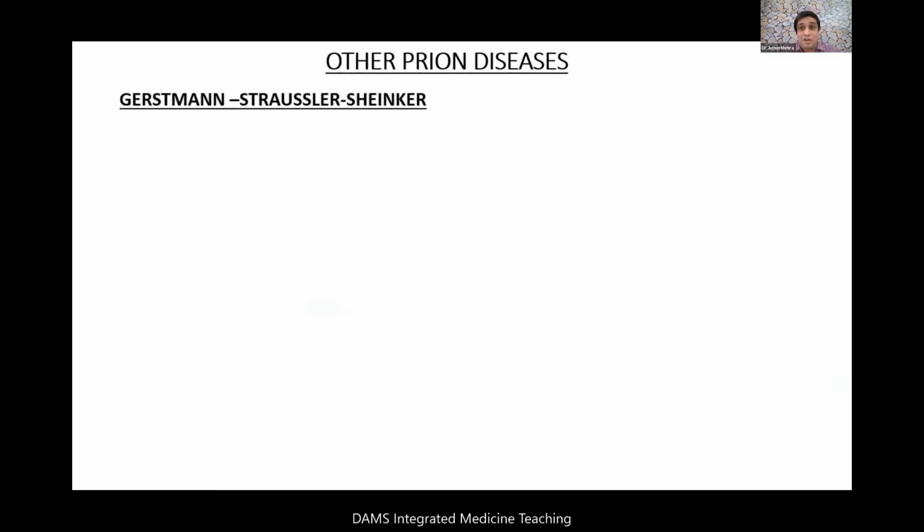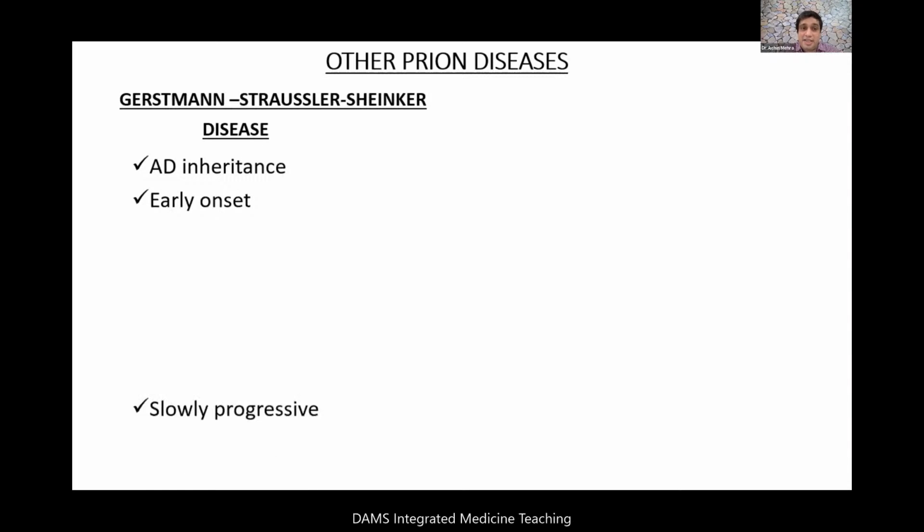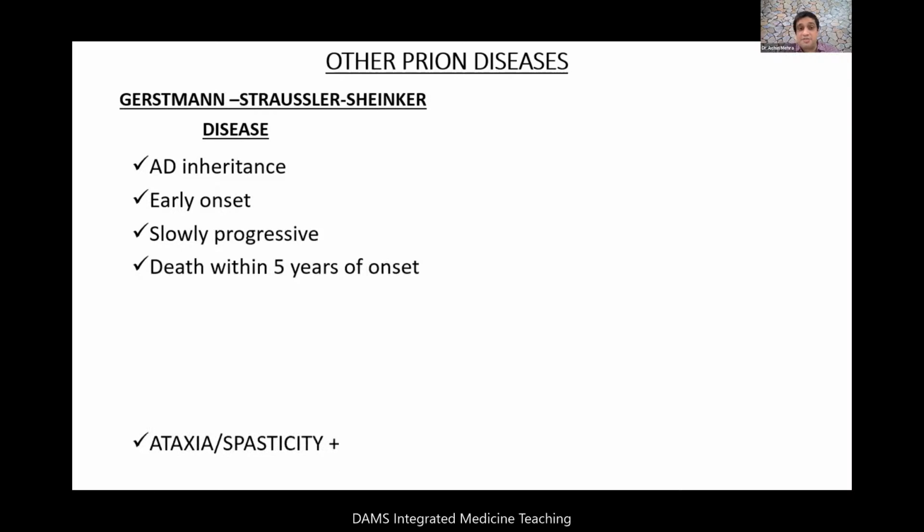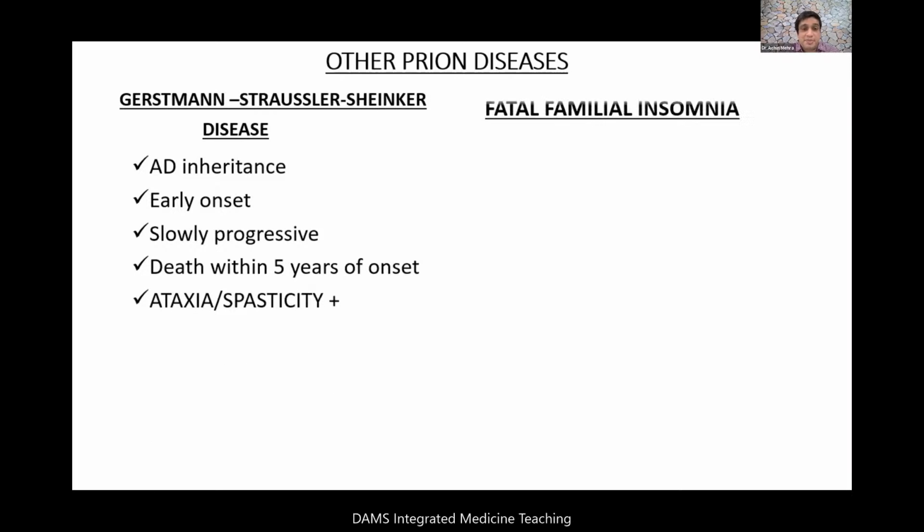The long name that we have is Gerstmann-Straussler-Scheinker syndrome. It is an autosomal dominant disorder that comes at an early age. It is a slowly progressive disease. Death occurs within 5 years of onset. Ataxia and spasticity are the clinical symptoms seen in it.